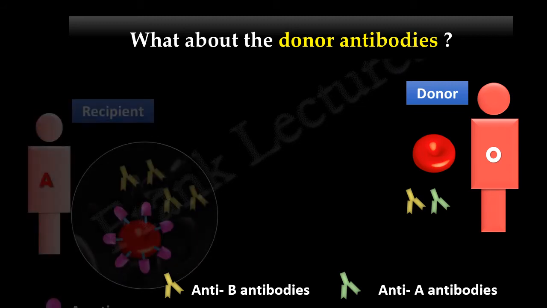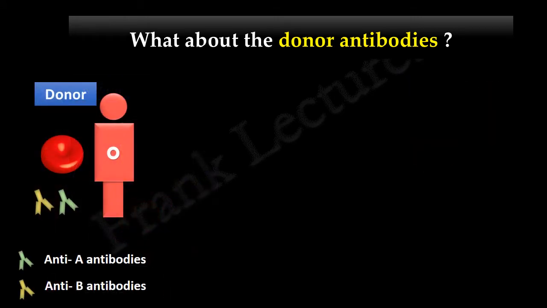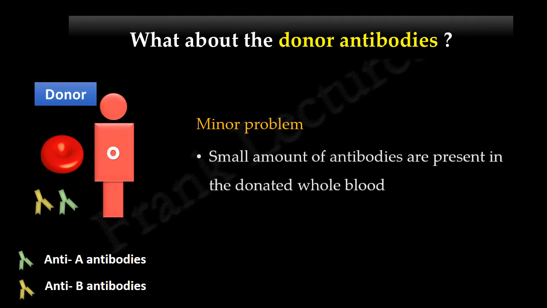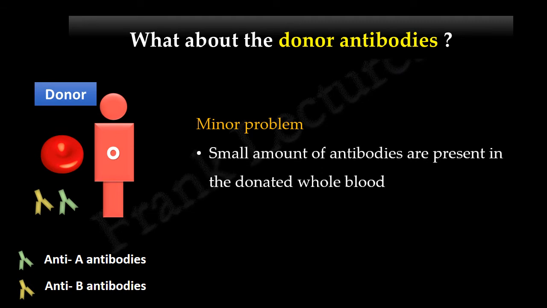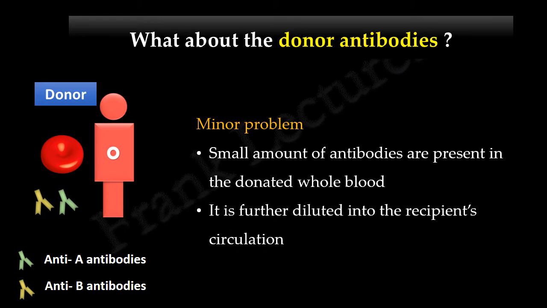For example, if our recipient is of blood type A, then we know A antigens are present on their RBCs. The anti-A antibodies present in the donor's blood can attack these A antigens of the recipient. But this is a minor problem. This is because of the small amount of antibody present in the donated whole blood. These antibodies from the donor's blood are further diluted in the recipient's circulation.